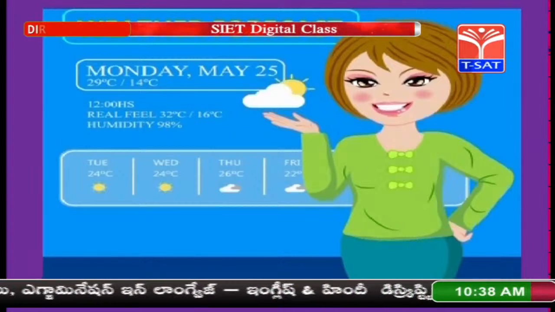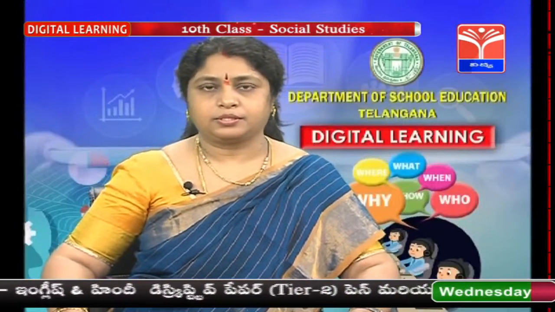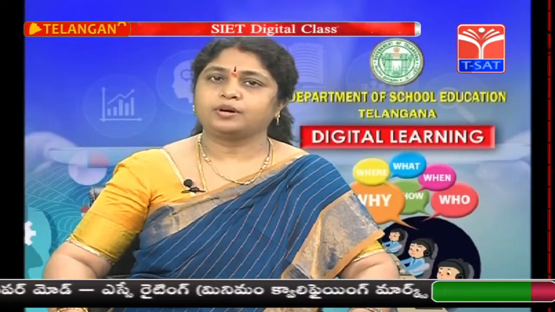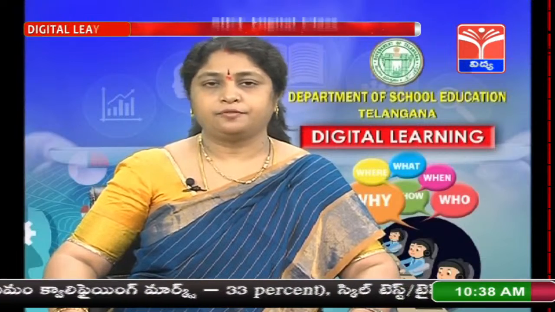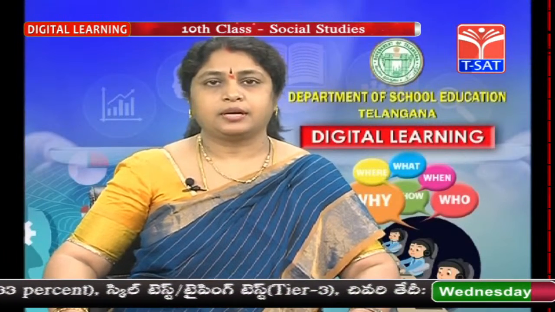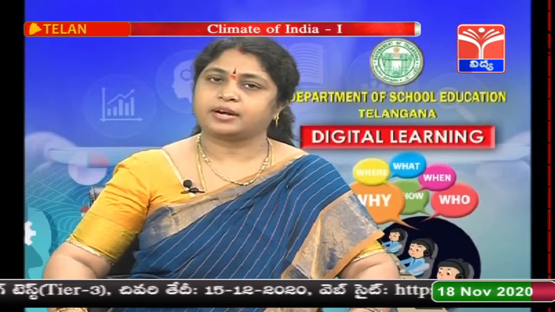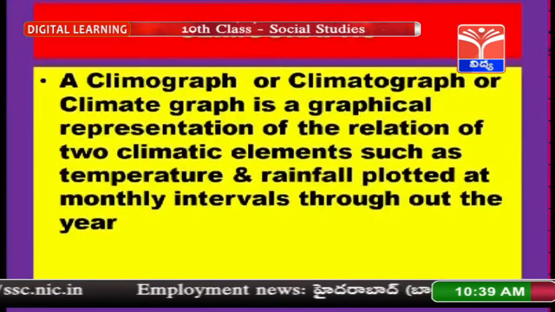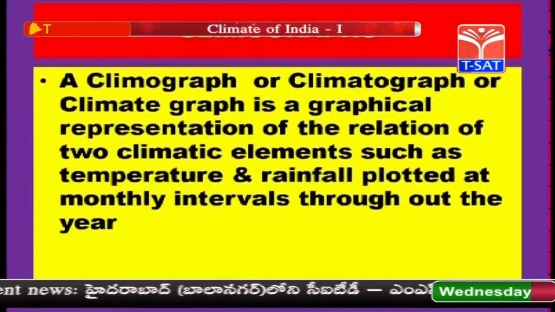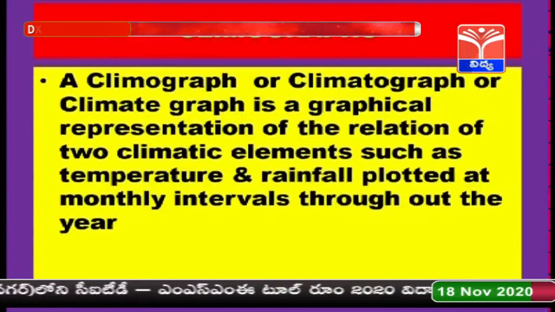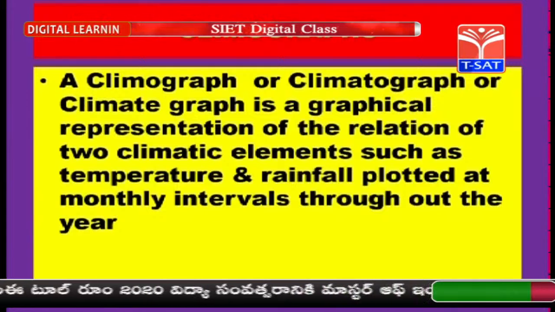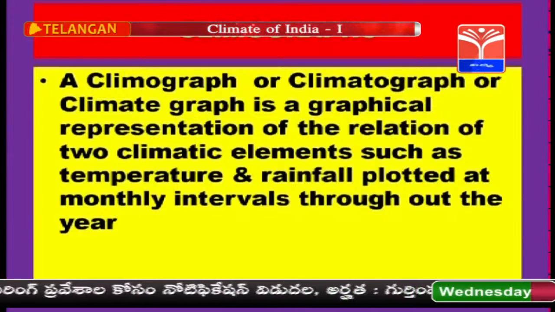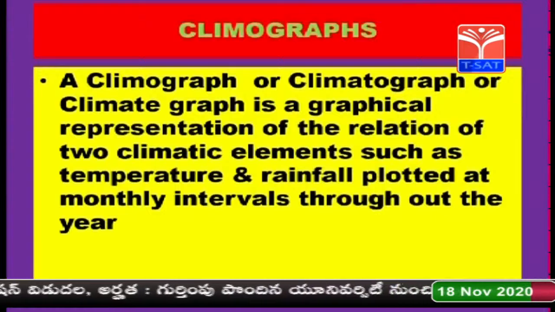Is it clear? Okay. Now, how do these people also get the weather forecast, or from where do we get weather reports? It is through climographs. The word climograph, if you divide the word, you get two words. Climo, that is climate, and graph. Graph means it is a representation. So, what is a climograph? A climograph or climatograph or climate graph is a graphical representation of the relation of two climatic elements such as temperature and rainfall, plotted at monthly intervals throughout the year.